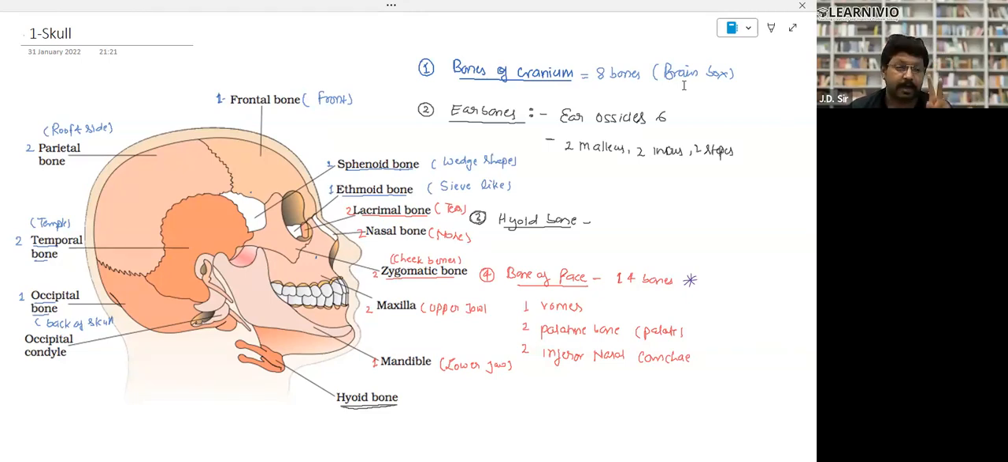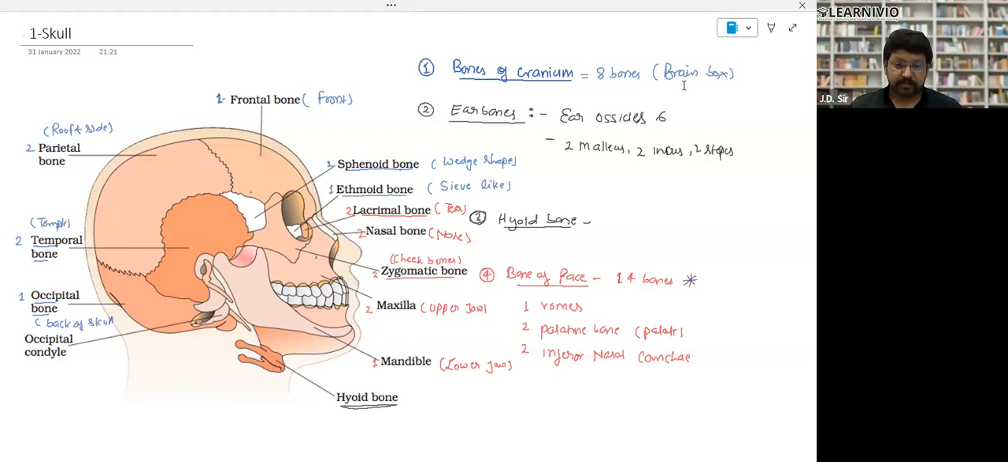There are 2 parietal bones. Parietal is basically a Latin term. Parietal means roof and side, right? So this part makes the roof and this side part, right? That's why they are called parietal bones. One is this one, and half of this one. So parietal means roof and side bone. One frontal means front bone, 2 parietal means roof and side bone.